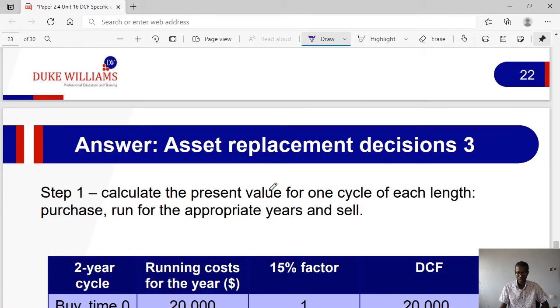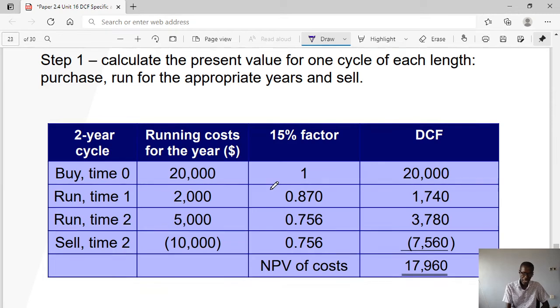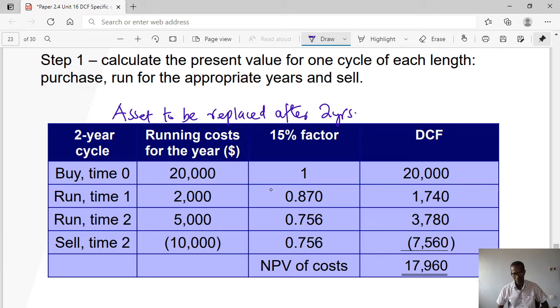Then what about if we replace it after 2 years? Asset to be replaced after 2 years. So we buy the asset, we incur the first year running cost, the second year running cost, and after 2 years we replace it by selling the asset for 10,000. We discount it at 15% and we get the NPV costs.